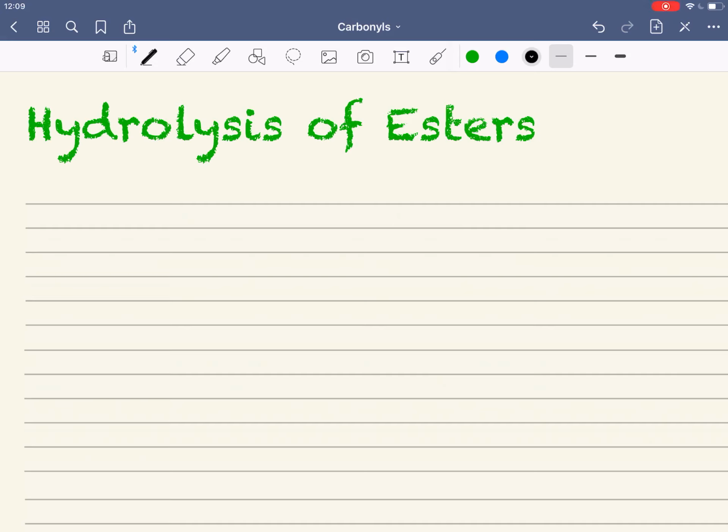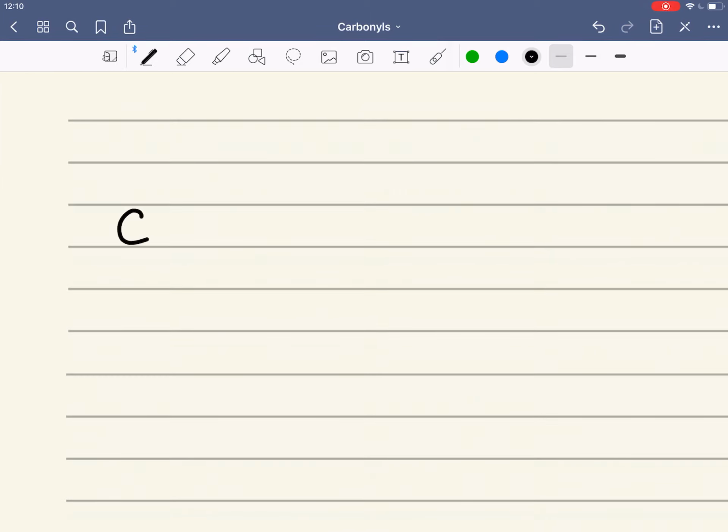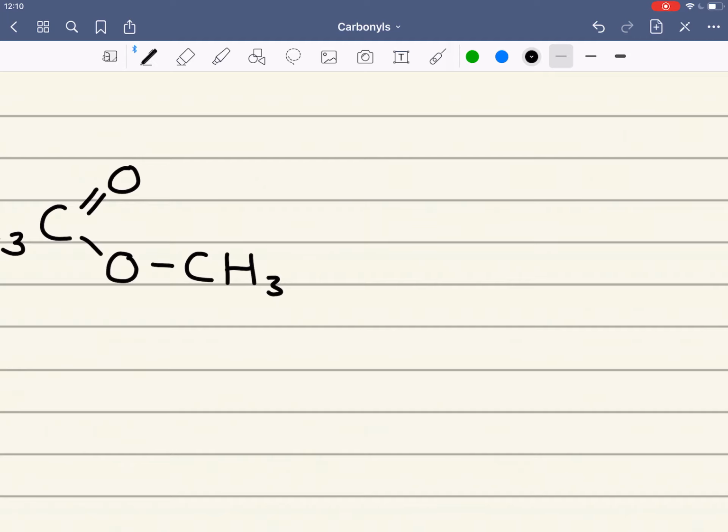Here we look at the hydrolysis of esters. Hydrolysis means breaking bonds using water. So we're going to break a bond within this ester using water. And the ester we're going to have a look at is this one here. This is methyl ethanoate. And I'm going to hydrolyse this.